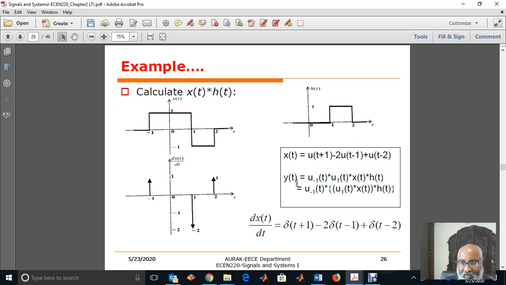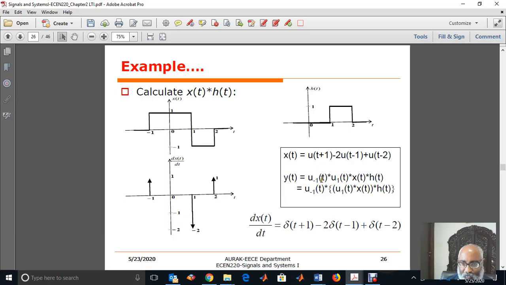That means now the output y of t is x of t convolved with h of t. I can write it also as y of t is u minus 1 of t. What is u minus 1 of t? The differentiator, d by dt of Dirac t, convolved with u1 of t. u1 of t is the integrator, the unit step function. Convolved with x of t, convolved with h of t. Why? Because u minus 1 of t convolved with u1 of t.